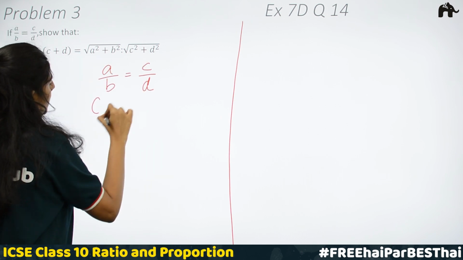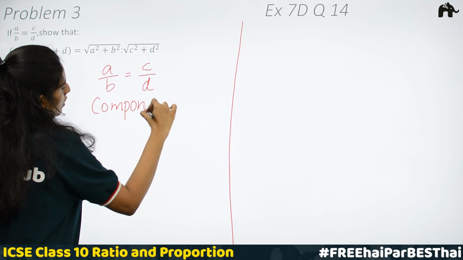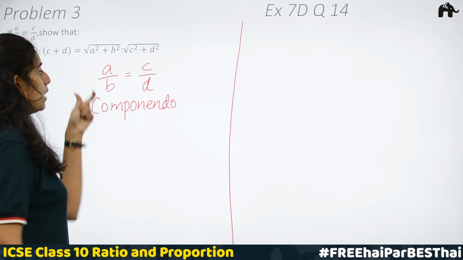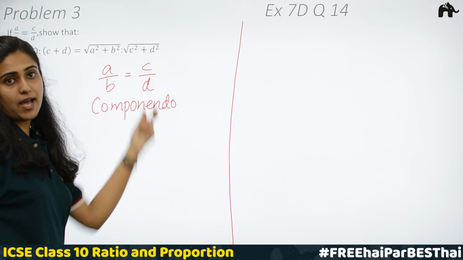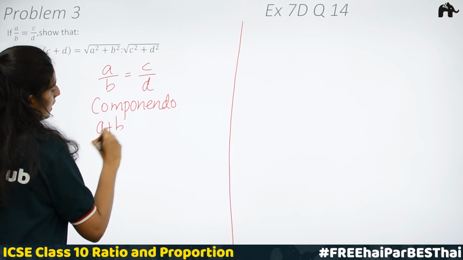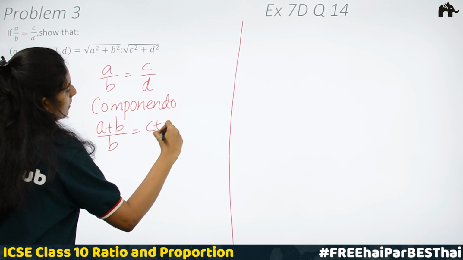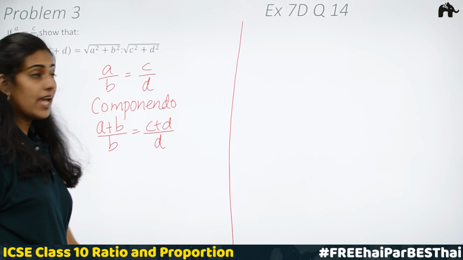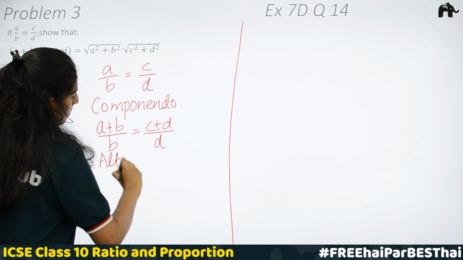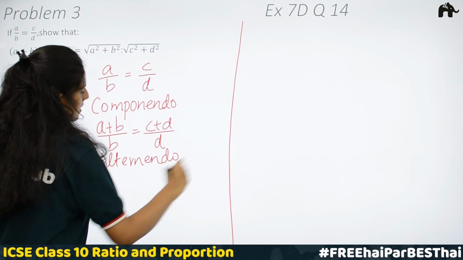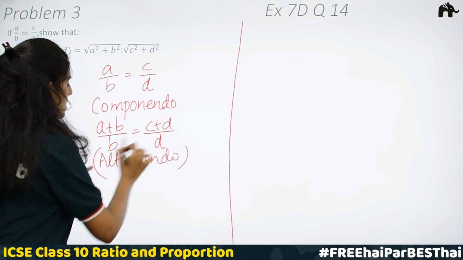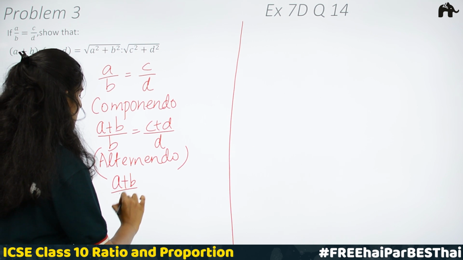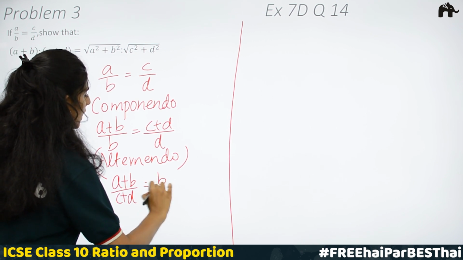For that, I am applying the componendo property first. What happens when you apply componendo property? This becomes a plus b by b is equal to c plus d by d. Okay. Now, I am going to apply alternando property. When I apply alternando property, what happens? This term comes here and this term goes here. Okay, this becomes a plus b divided by c plus d is equal to b by d.